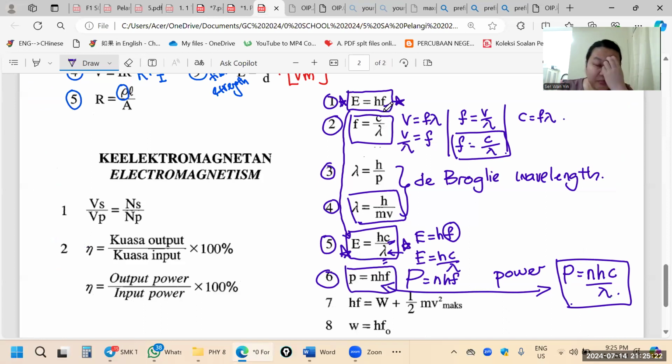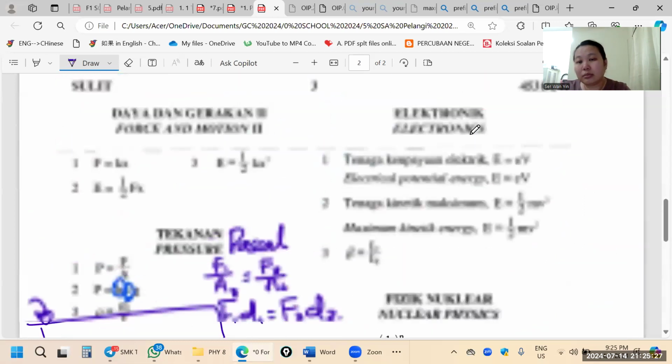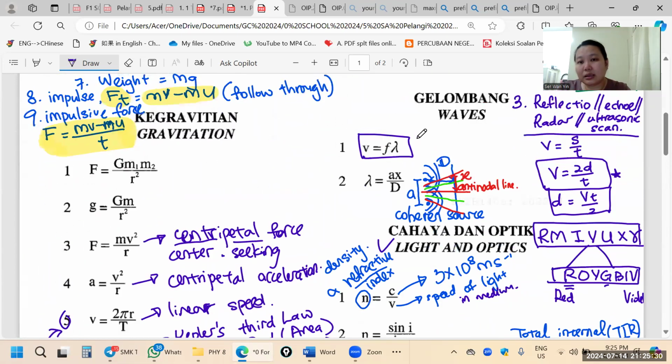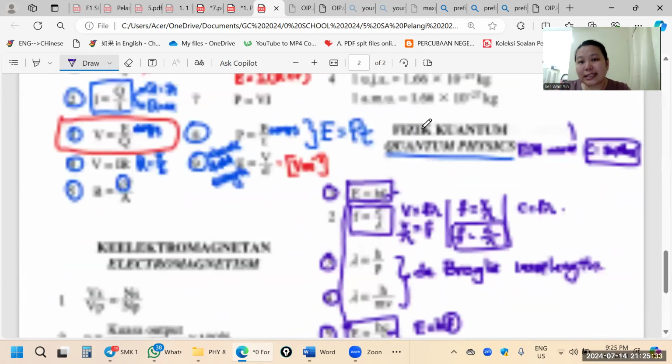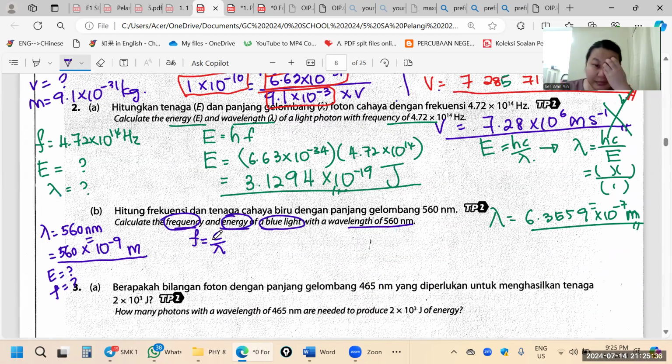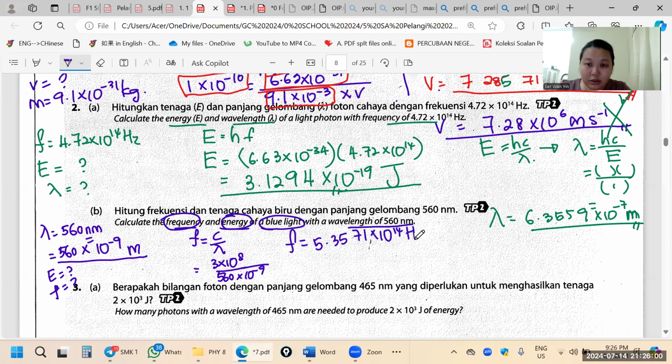So F and lambda inversely proportional. F equals to C over lambda. Come from the formula in last field. The V will change to C, speed of light. So 3 times 10 to the 8 divided by 560 times 10 to the -8. 5.3571 times 10 to the 14 hertz.